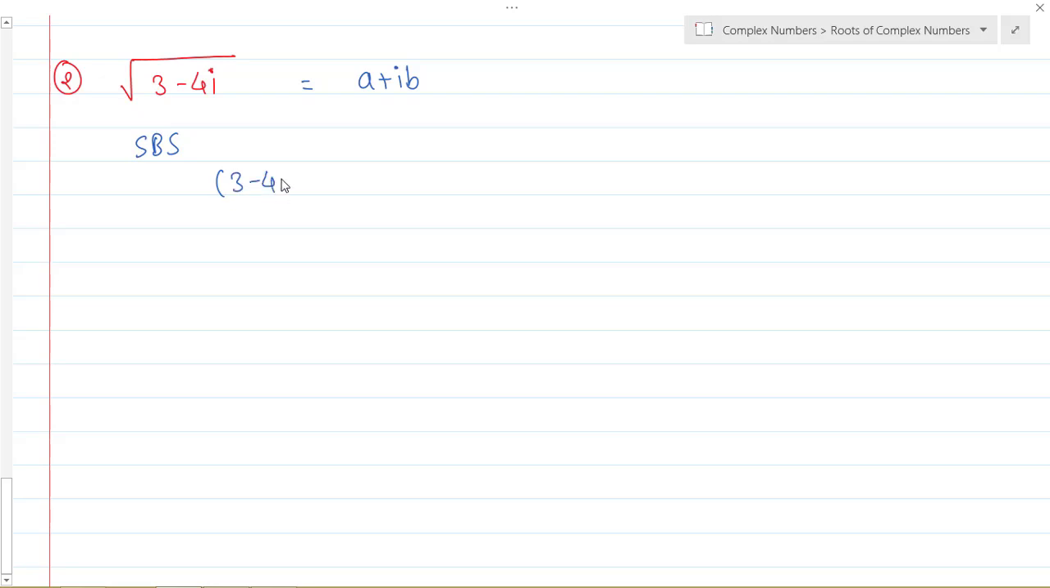So the square root of 3 minus 4i is equal to a plus ib. Oops, the square root will cancel, so squaring both sides, a plus ib whole square. So it is equal to a square minus b square plus 2abi. Okay, so equate the imaginary part with the imaginary part, and the real part with the real part.